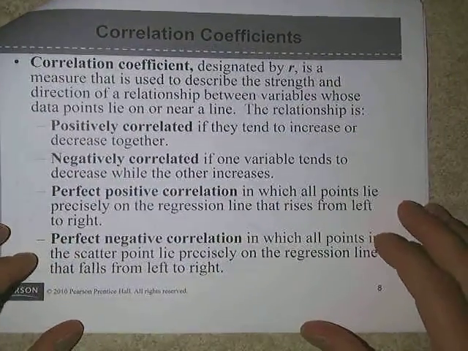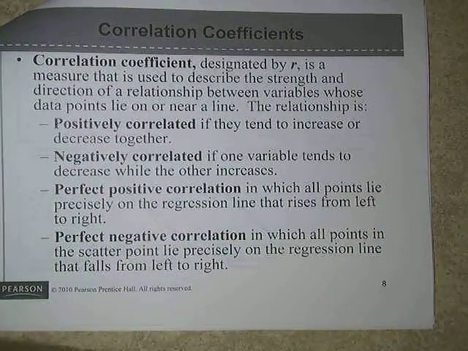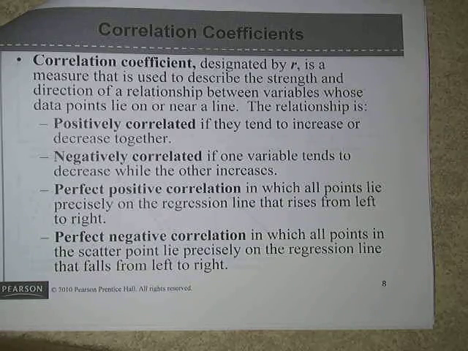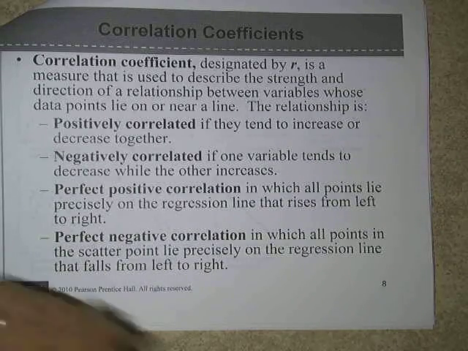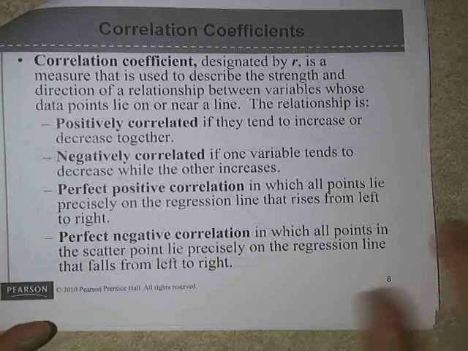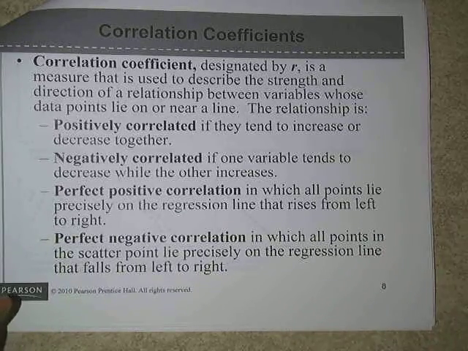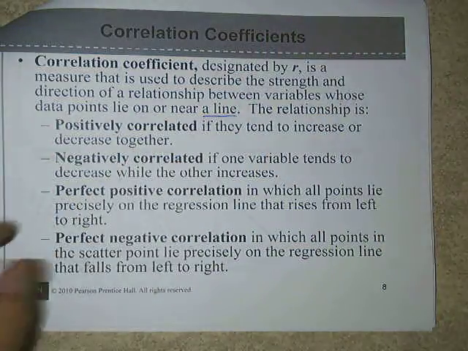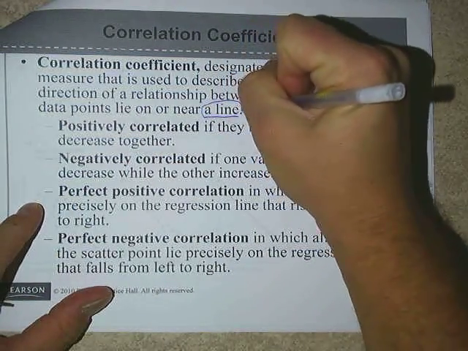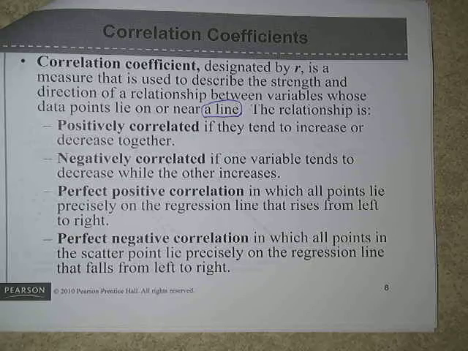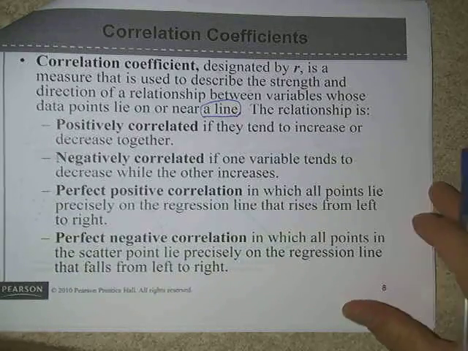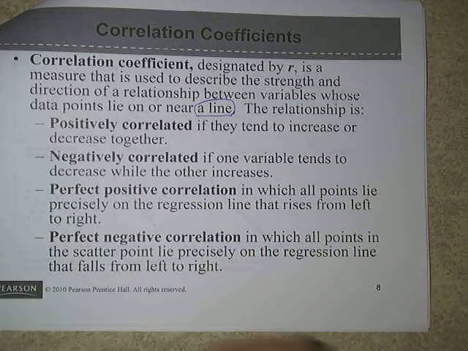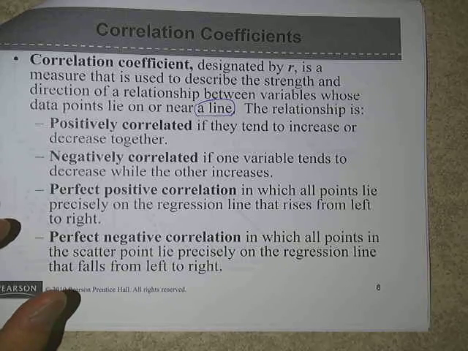Now, when we have data in a scatter plot, we can generally find what we call a correlation coefficient that we usually call R. That's used as a measure to describe the strength and direction of the relationship between the variables whose data points lie on or near a line. Now, I want to point out a couple things here. Number one, when we're talking about this, we're talking about a line.